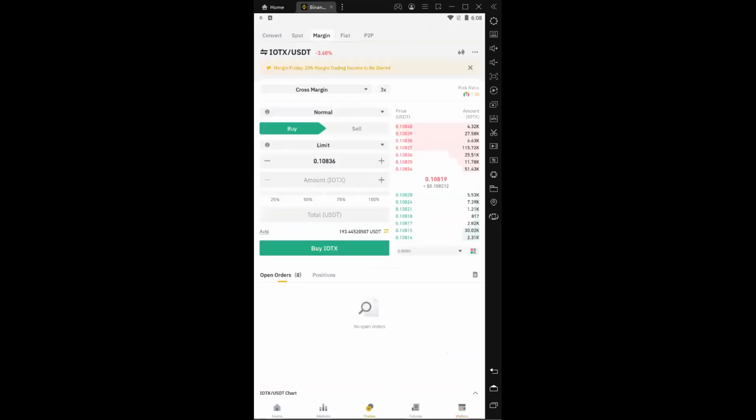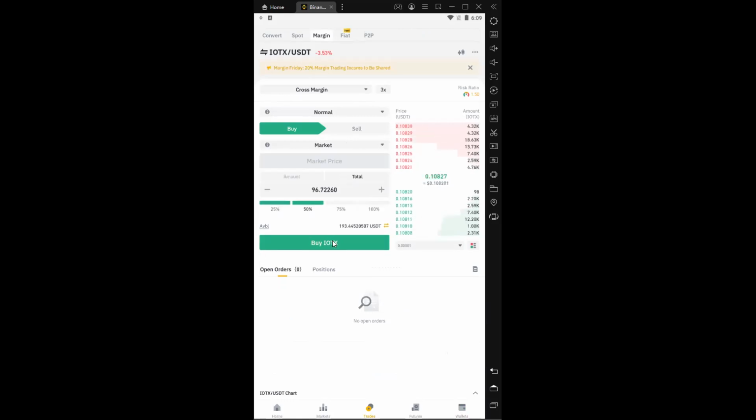So I'll go to trade, then I'll select the margin option, cross margin. The other time I had $60, so now I have $93. So I can buy this coin. I can buy $96 of this coin because I've already borrowed more. So if I buy this coin now, let's say I just bought it at market price, I'm buying this coin 50% at market price.